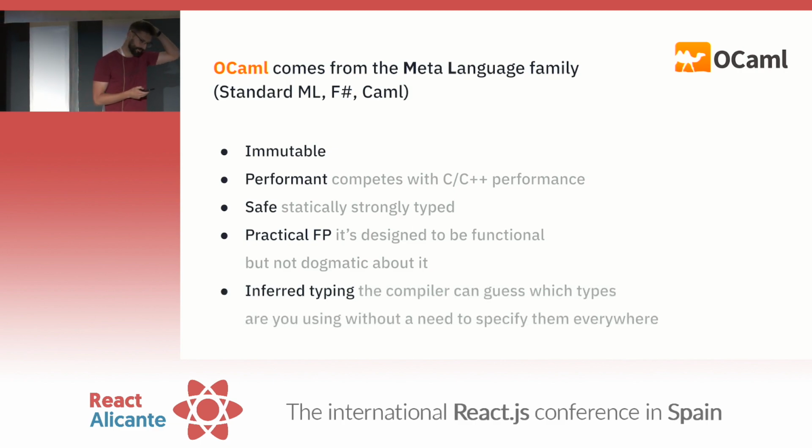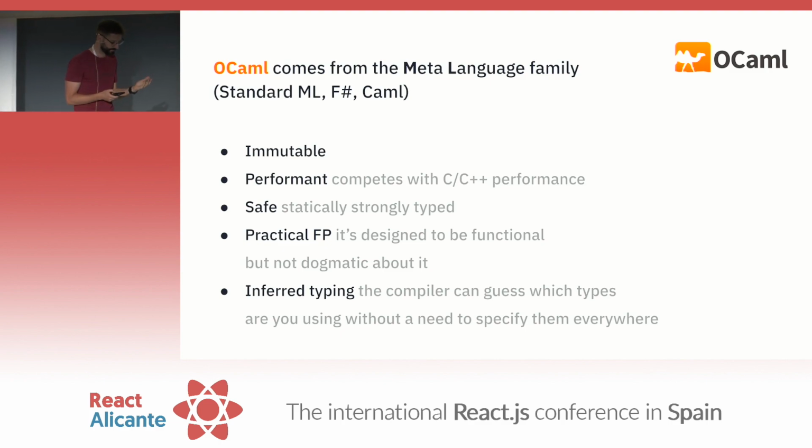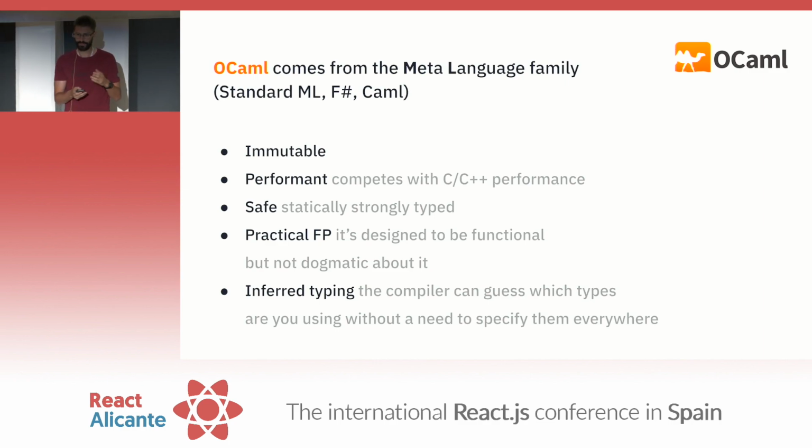And one of the greatest things about OCaml as well is it's inferred. So you don't need to declare most of the types because the compiler is smart enough to guess based on your usage which types you are using, right? So most of the time you don't annotate the types, and the compiler tells you perfectly where the error happens, right?